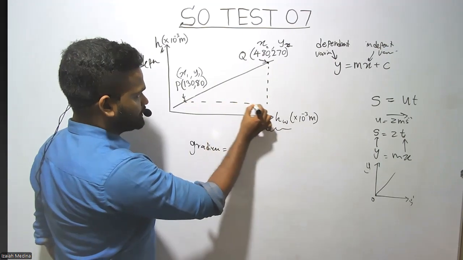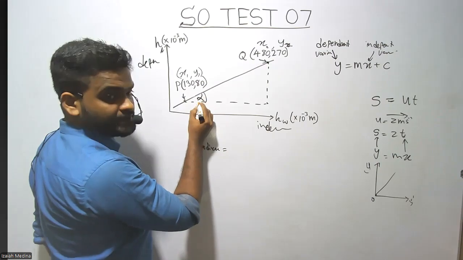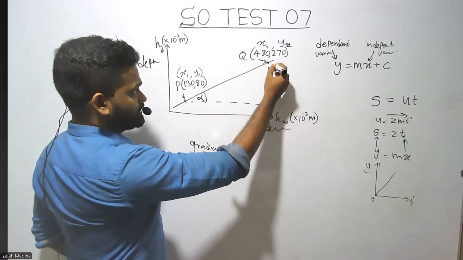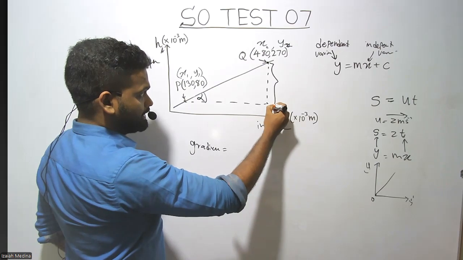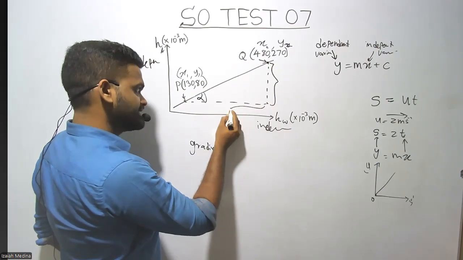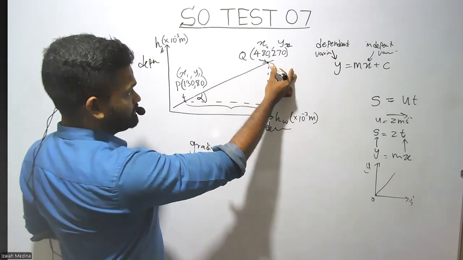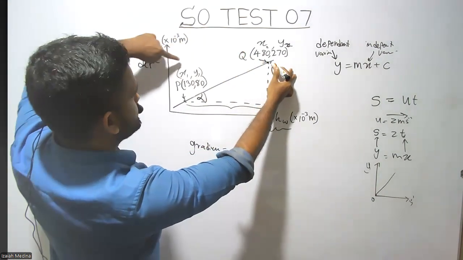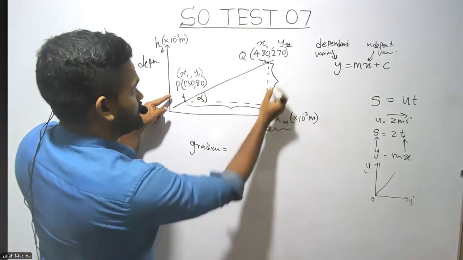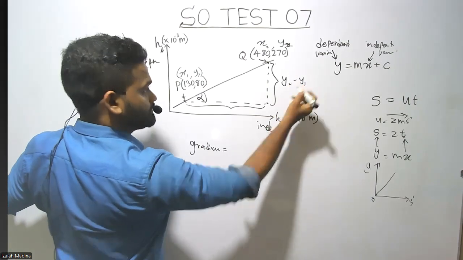Gradient is actually the tan value of this angle, right? So what you have to do is divide this height by this height. That's what you have to do. You can see this height is y2, this height is y1. So to find this height, it is y2 minus y1.